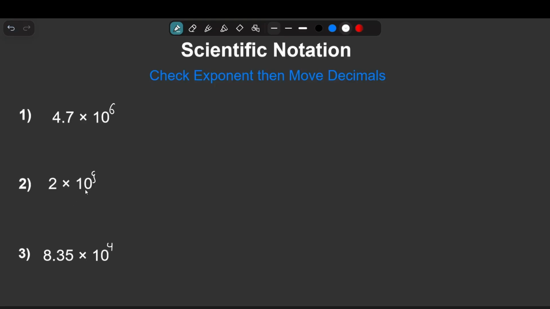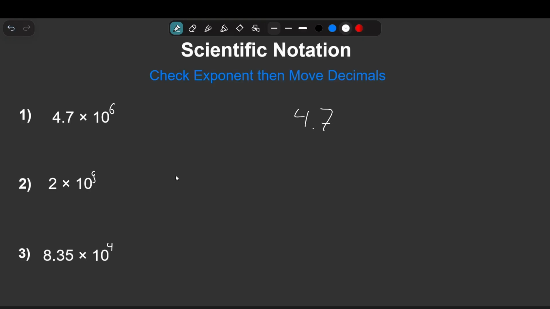Let's start with number 1, where we have 4.7 times 10 to the power of 6. Again, because the exponent is positive, we're going to move to the right, and it will be a large number. The first thing we want to do is write our 4.7 somewhere around here. 4.7.